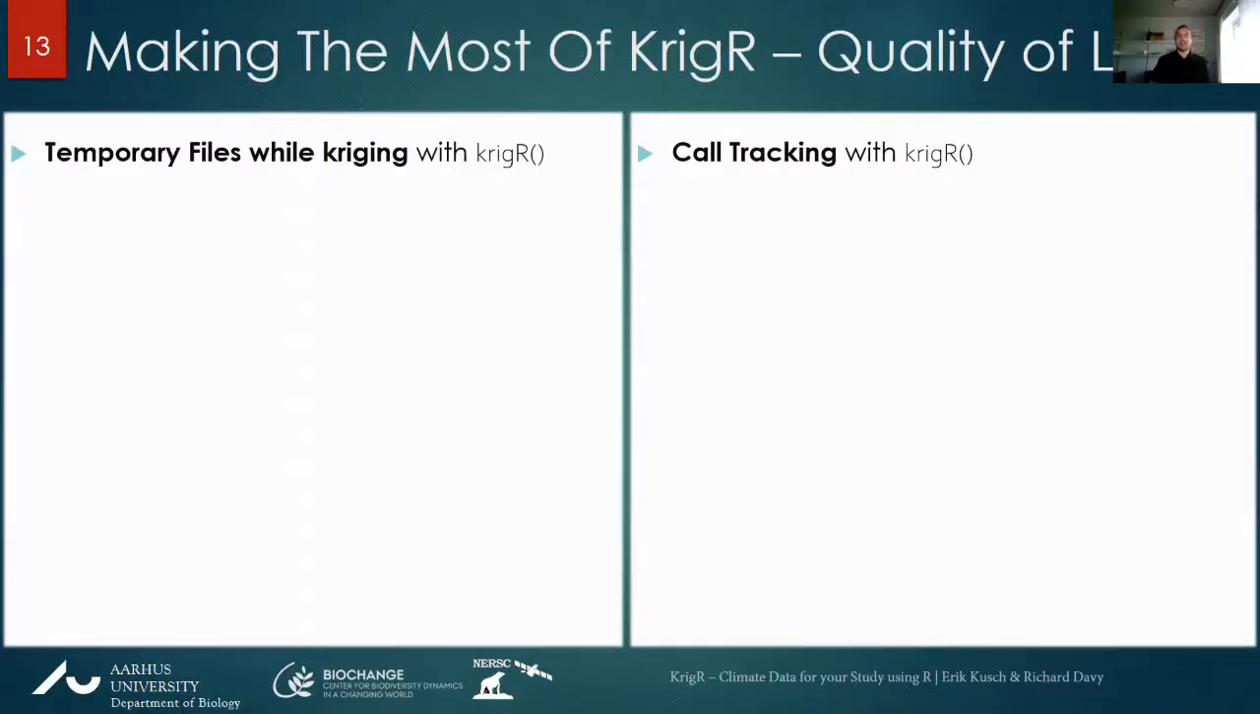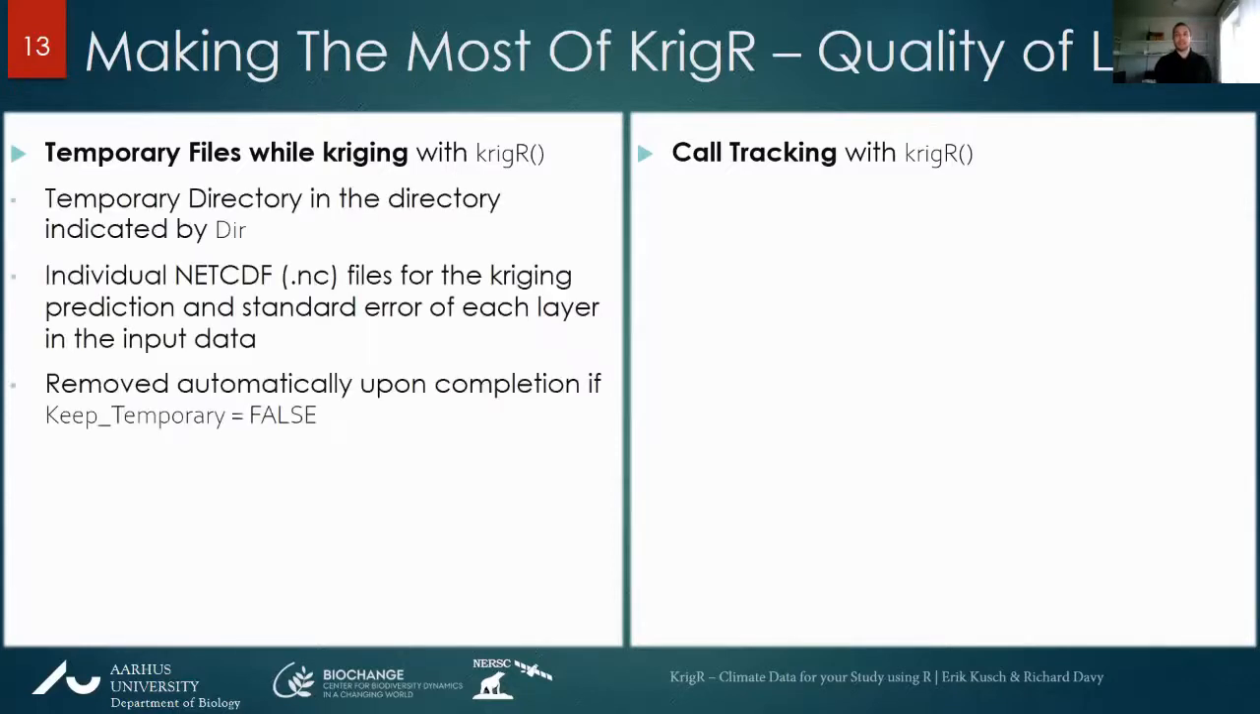The first one is that the KrigR function leaks temporary files to your hard drive, meaning in a temporary directory within your directory that is indicated by the dir argument in the KrigR function. This is where all of your KrigRing takes place and where your output is going to be saved. We create a temporary directory, which is, if you have specified it as such, removed once the KrigRing is done, where we save the individual netCDF files for the KrigR prediction and the standard error or uncertainty of the KrigR prediction for each layer in the input data.